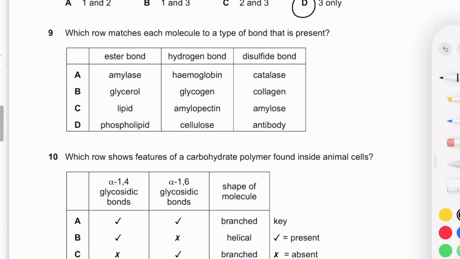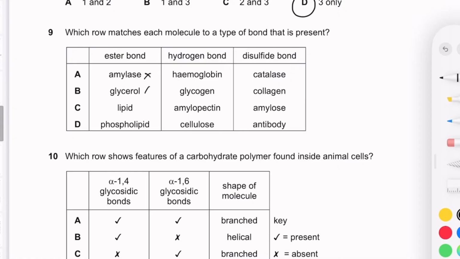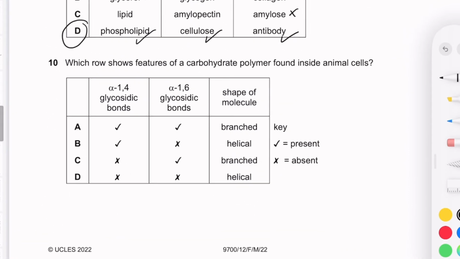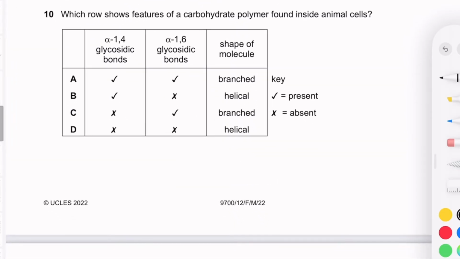Okay, which row matches each molecule to the type of bond that is present? An ester bond is found in lipids or phospholipids, so we can cancel out amylase and glycerol. Hydrogen bonds are found in amylopectin. Actually, it's found in cellulose mainly. Amylopectin, not really, no. Disulfide bonds are found in antibodies, correct. They're not found in amylose because they're only found in proteins, to maintain tertiary and quaternary structures. Just like in antibodies, it's needed to maintain the quaternary structure, which is when more than one peptide chain is found in a protein.